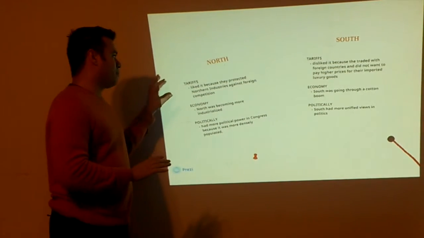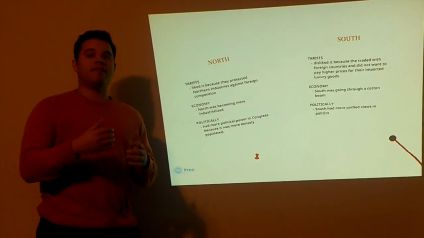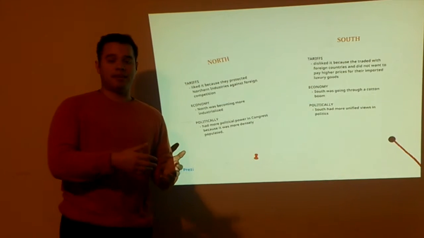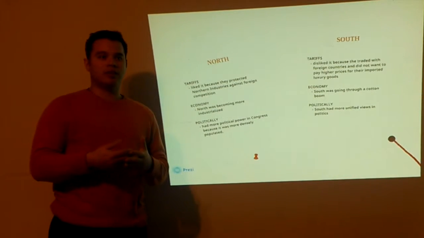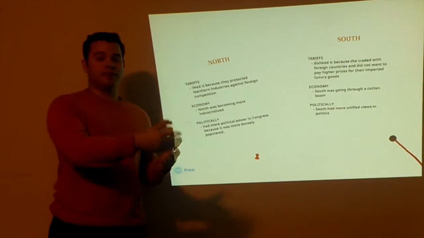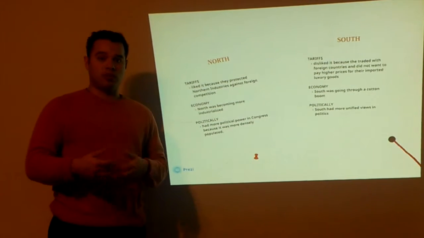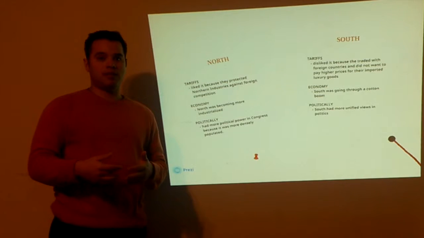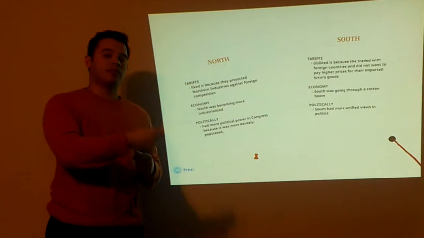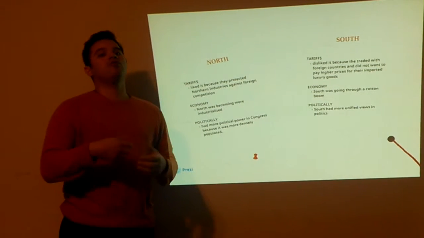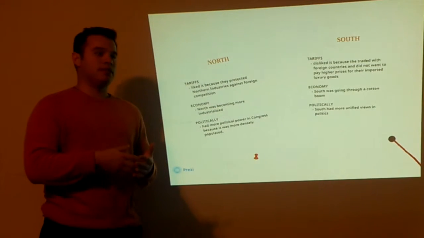Well, first of all, it all began with the tariffs. Now, tariffs were taxes that were imposed on imported goods. So if anything was going to come from a different country, like Great Britain, for example, into the United States, to be sold or consumed in the United States, there would be an additional tax imposed on it. Now, who benefited from these different tariffs?